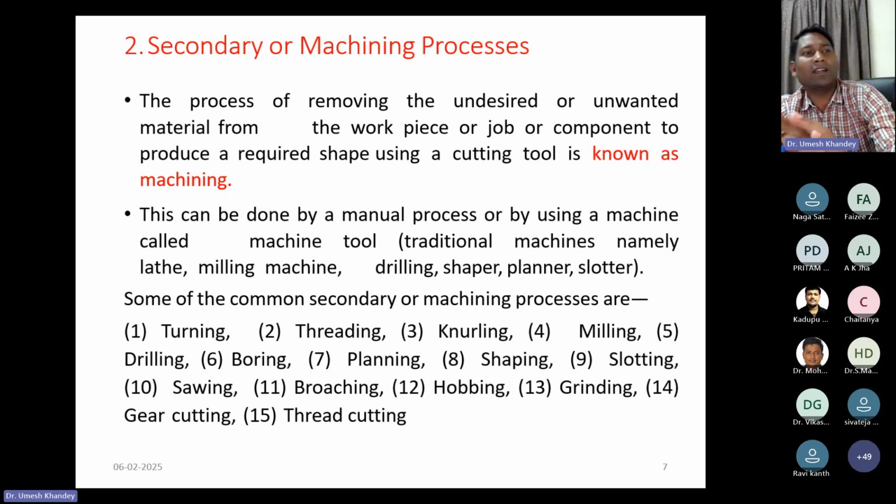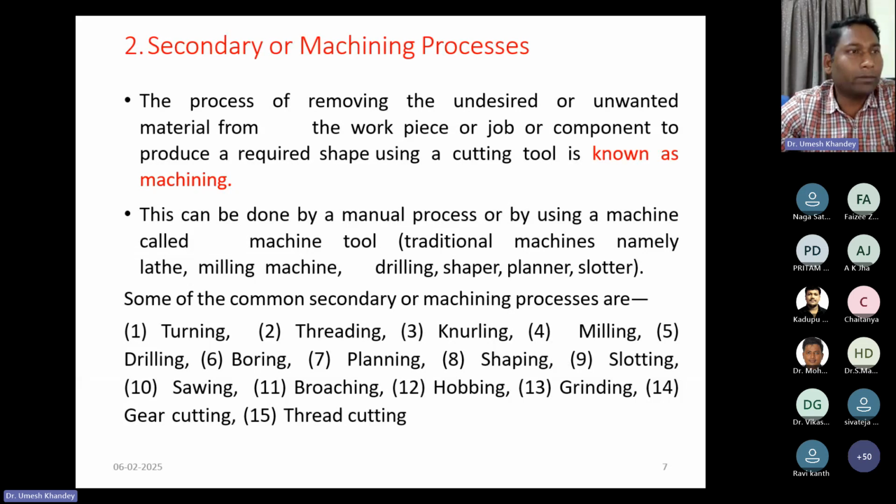So some of the common secondary manufacturing processes are turning, which is generally used to reduce the outer diameter of cylindrical workpieces, and threading, cutting the threads on the surfaces or inside surfaces of the cylindrical tube, whatever you are having with you. Knurling, where you emboss a diamond-shape pattern for gripping purposes, like other milling operations, drilling, boring, planing, shaping, slotting. So these are some of the names of the machining processes which are generally carried out using different kinds of machine tools.